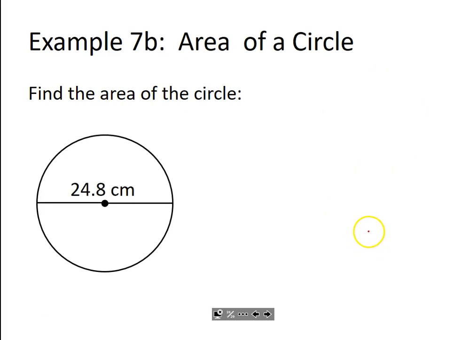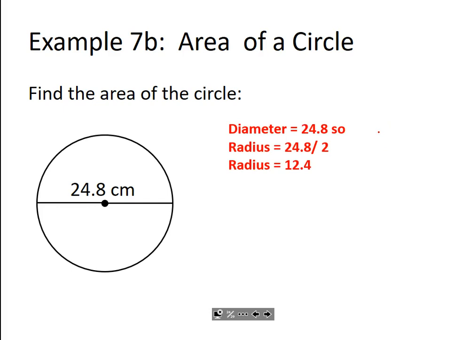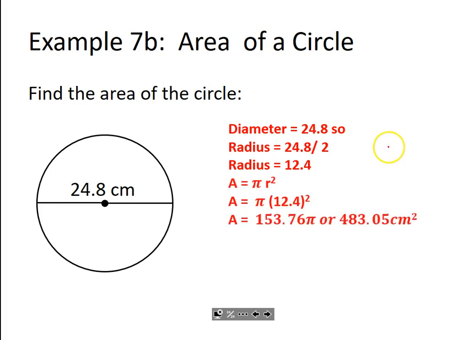All right, so this time in this problem, again, we're just asking us to find the area of the circle. This time we're given the diameter. So the first thing we have to do to find the radius, because that's what we need, r, for this formula, is we're going to divide that diameter by 2. That gives us 12.4. And again, I told you to go ahead and square this number first. So 12.4 squared is 153.76 pi.